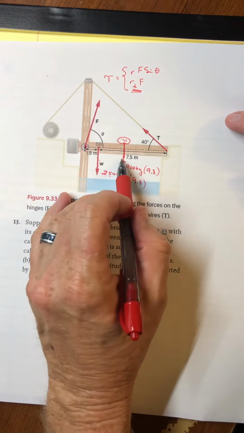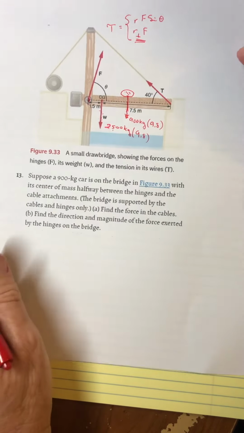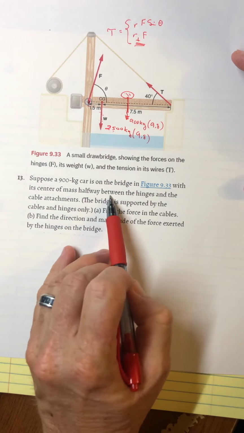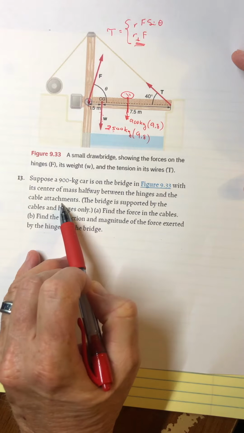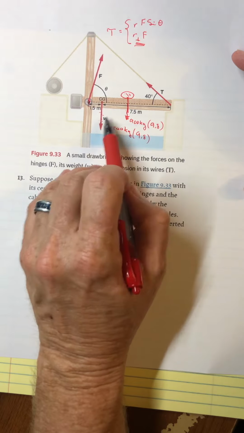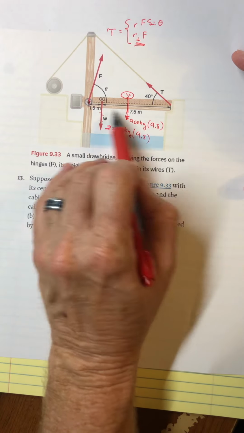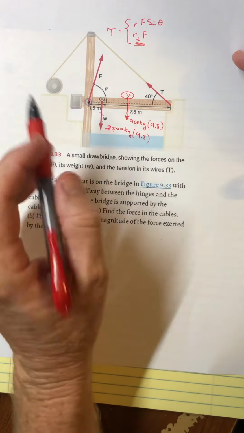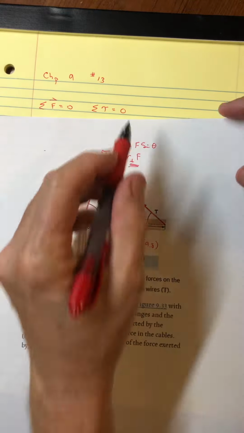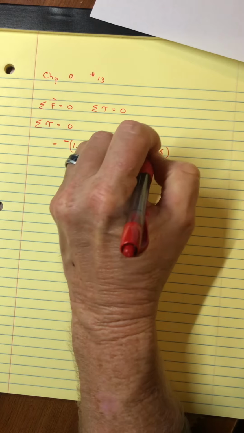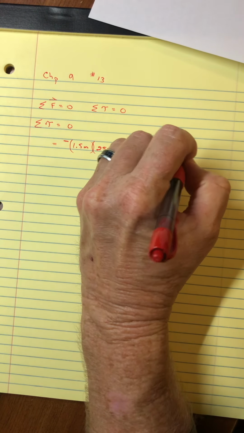And so I guess we have to do the distance out. And let me just confirm here. I think it said it was right in the middle, right? The center of mass halfway between the hinge and the cable. And so it looks like the whole bridge is 9 meters because we've got a 7.5 here and a 1.5 there. So halfway of 9 is 4.5. So I'm going to use this formula to calculate the torque here and say it is 4.5 meters and its force is 900 kilograms times 9.8.